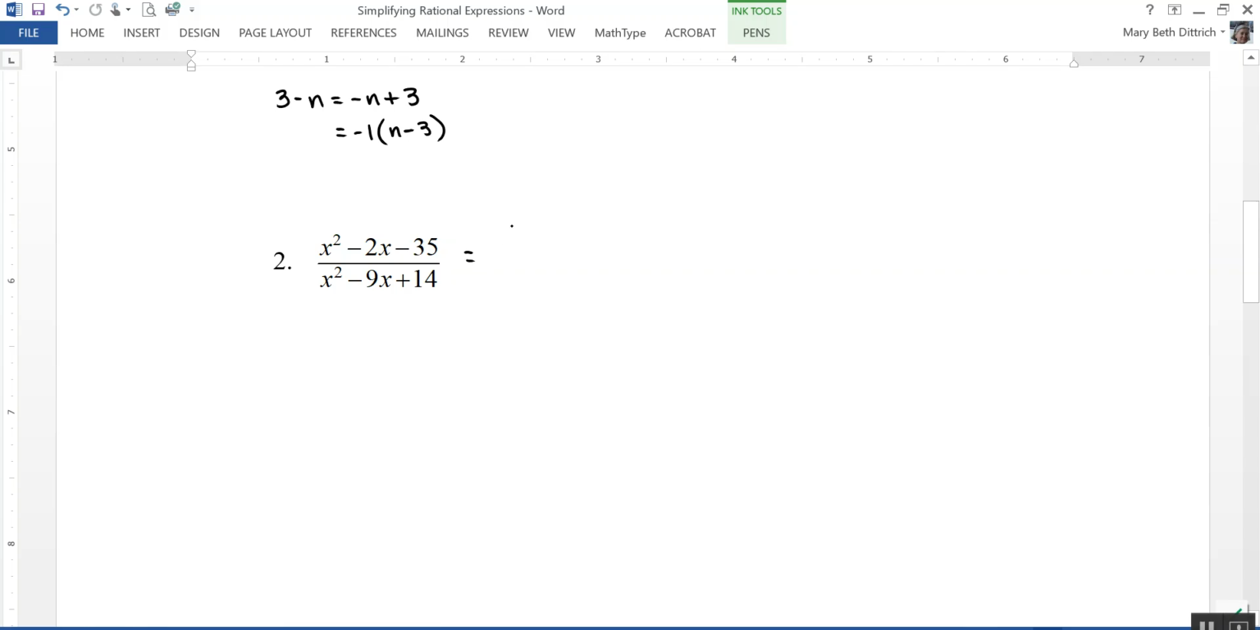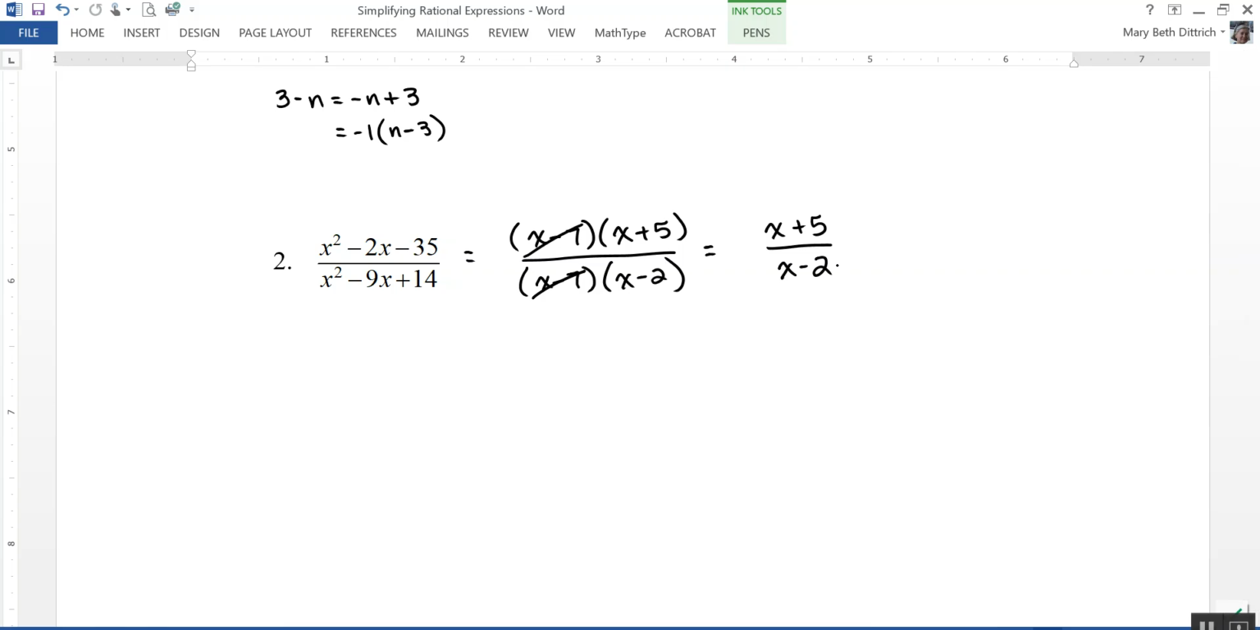So I need to factor the numerator and the denominator, and this is going to factor into x minus 7 times x plus 5 over x minus 7 times x minus 2. And now that I have factors, I can cancel out the common factor, which is x minus 7, and that leaves me with x plus 5 over x minus 2. And now to evaluate my excluded values, I want to go back to the original uncanceled denominator in factored form and set each of those equal to 0. So x cannot equal 7 and x cannot equal 2.